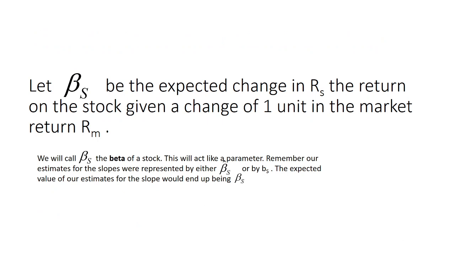So let beta s be the expected change in Rs, the return of the stock, given a change of 1 unit in the market return. So we're going to call this beta s the beta of a stock. And this is going to act like a parameter. And our estimates for slopes were generally represented by beta hat or by b s. The expected value of our estimates for the slope would end up being beta s. And this is what's reported for the stock.